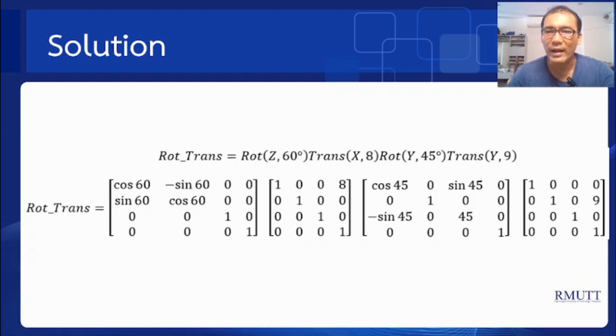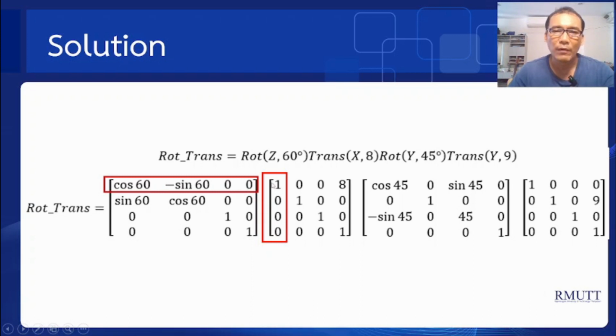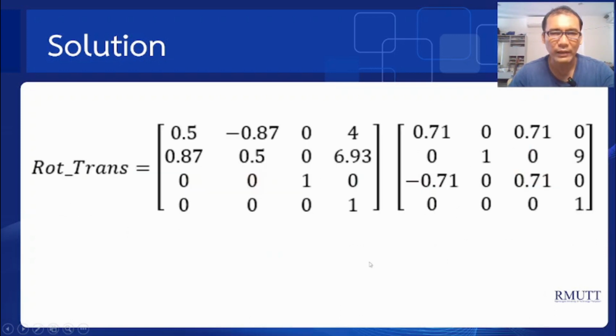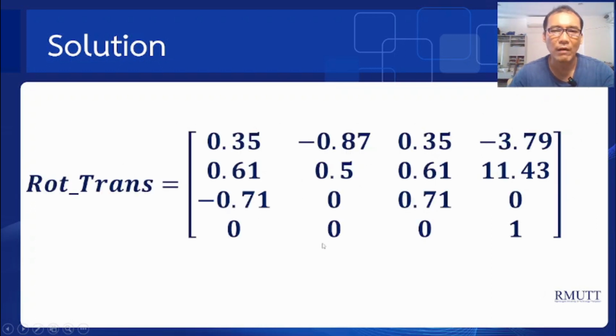translation along the y-axis by 9. Basically, in the multiplication of the matrices, we multiply the first row of the first matrix by the first column of the second matrix. After that, we can get the result. This is the first two matrices on the left side, and then the other is the second matrix on the right side. And this is the final result of our homogeneous transformation matrix.